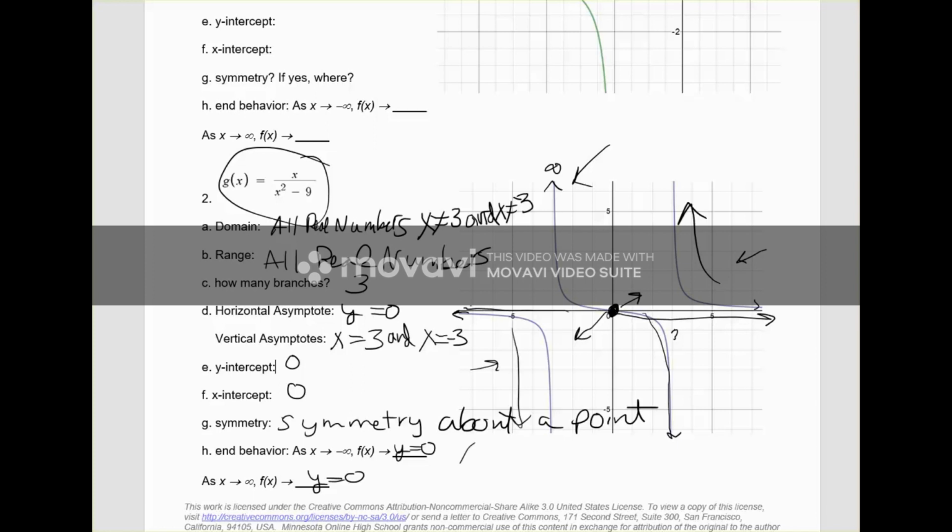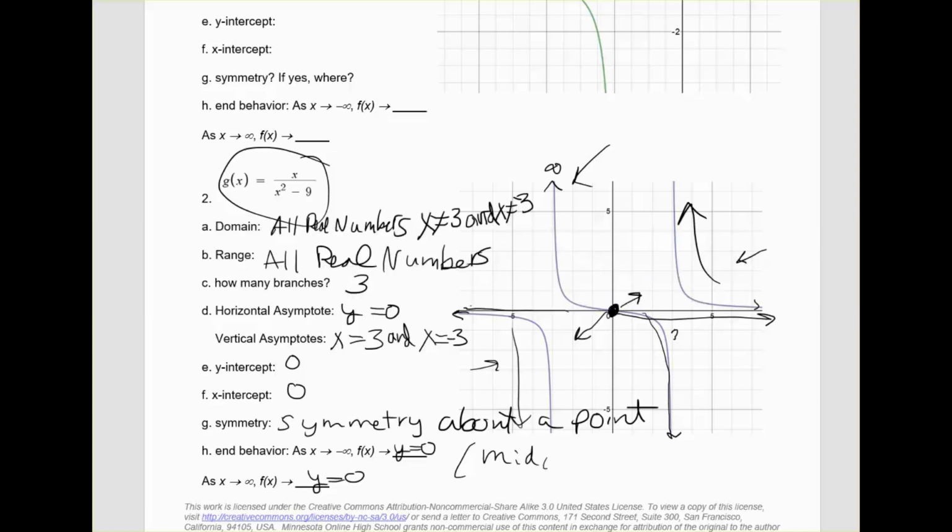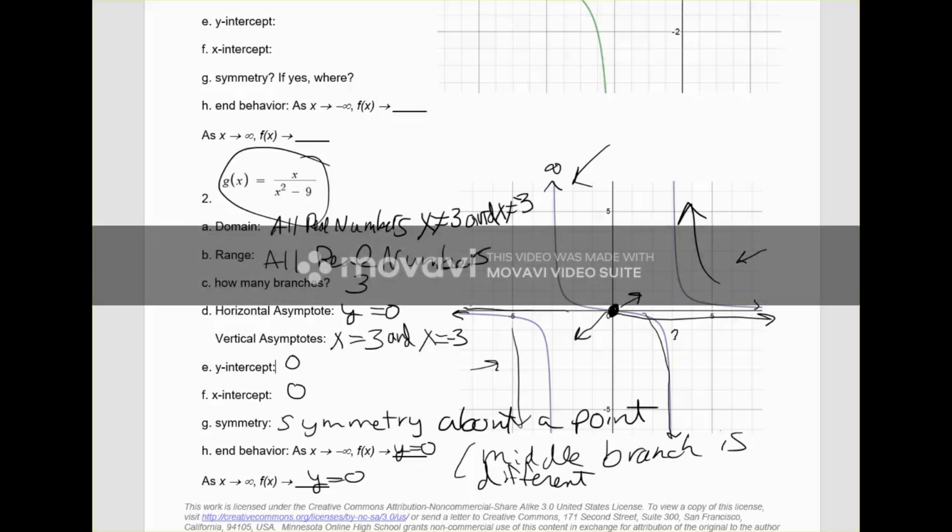So you might make a note that the middle branch is different and will do a different thing than the other two branches will, and that will be approaches infinity and negative infinity.